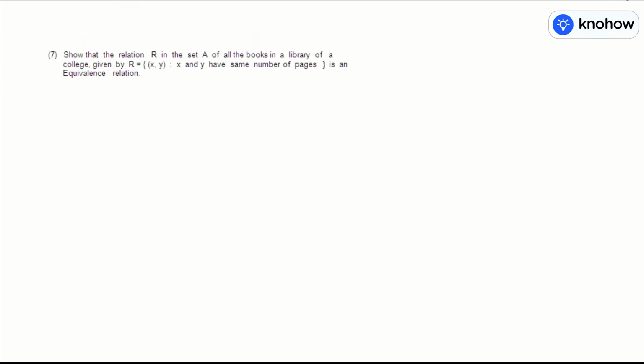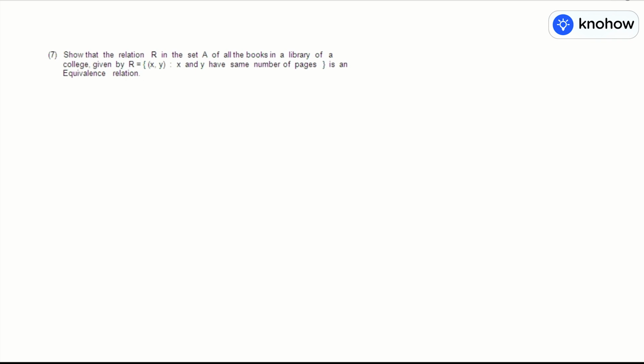Now the next sum is, you are given a set A, a set of books in the library, and a relation given by R = {(X, Y) such that X and Y have the same number of pages}, and we have to prove it is an equivalence relation. It is a very simple question, like equal to instead of real numbers. It is a similar situation. Let's see one by one.